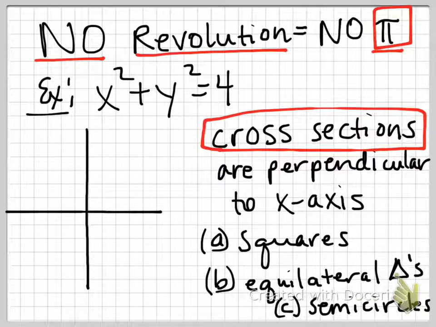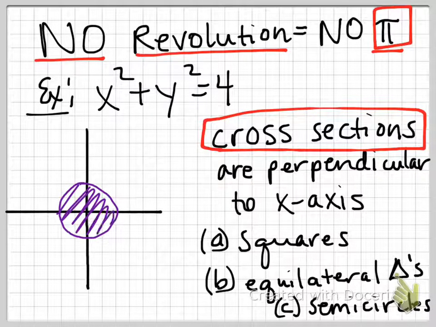So first of all, we're going to graph this. X squared plus y squared equals 4 is just a circle, so I'm going to draw a little circle there. This area here is the base, and coming off of that base are cross-sections that are perpendicular to the x-axis. They tell us that so we know which direction to do our base. If they're perpendicular to the x-axis, then they're going to go up and down like this.